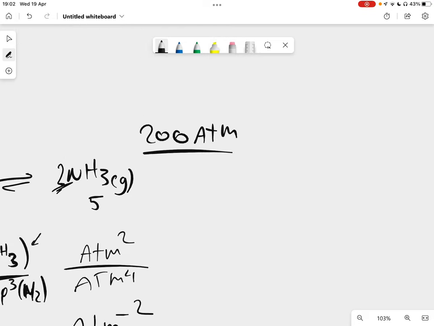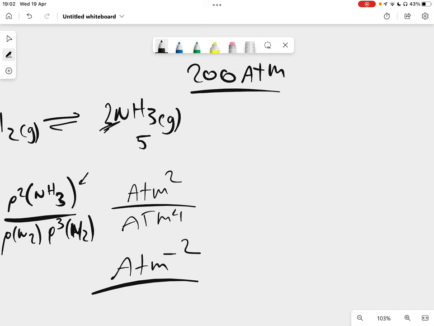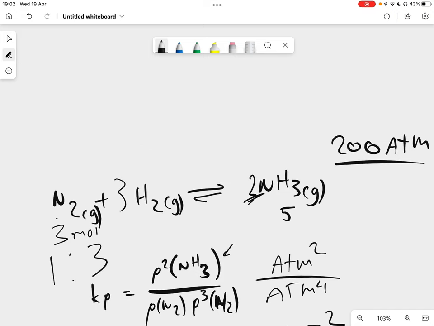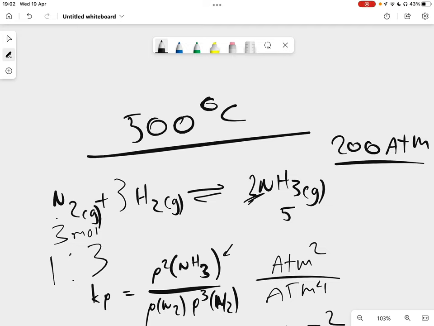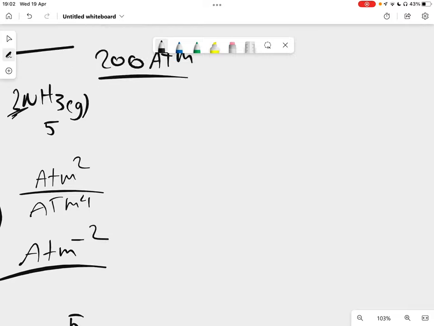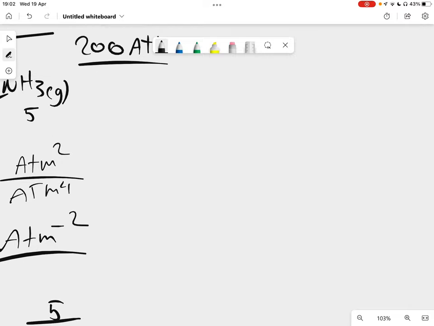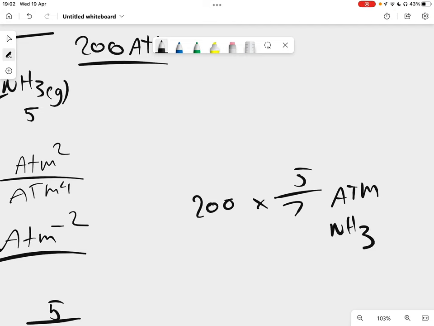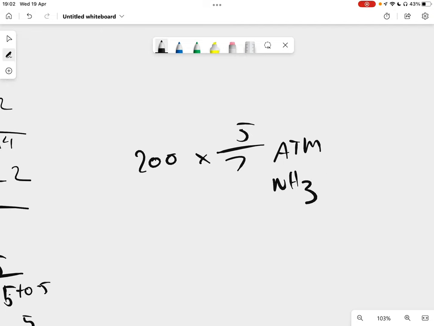So to find the partial pressure of this, we do ammonia at this. So let's say they told us the temperature. This was all at 500 degrees C. At 500 degrees C, there are 200 times 5 over 7 atmospheres of NH3. So 200 times 5 over 7, so it's going to be 1,000 over 7, which I can't do in my head, is 142.9 atmospheres.